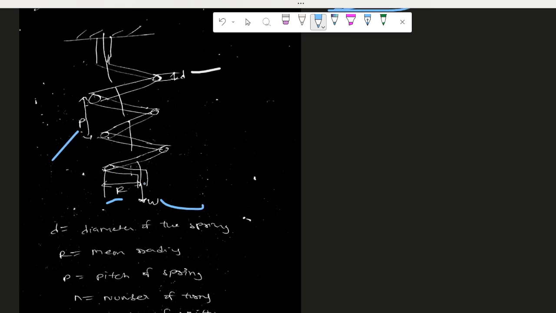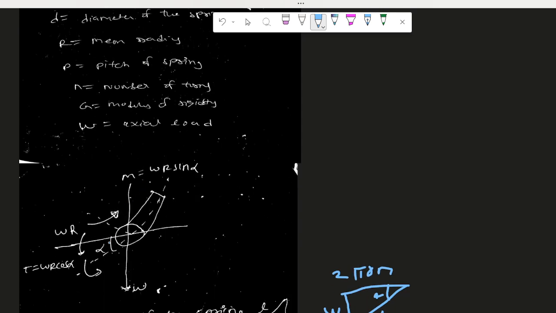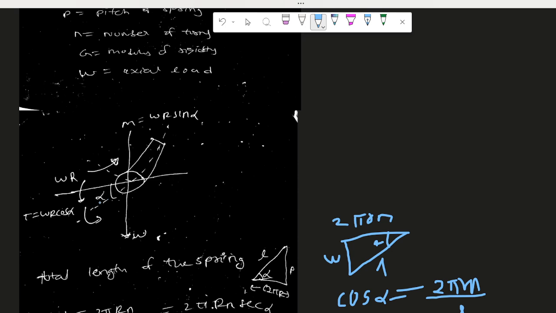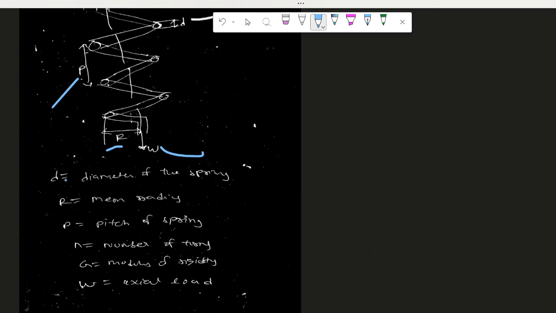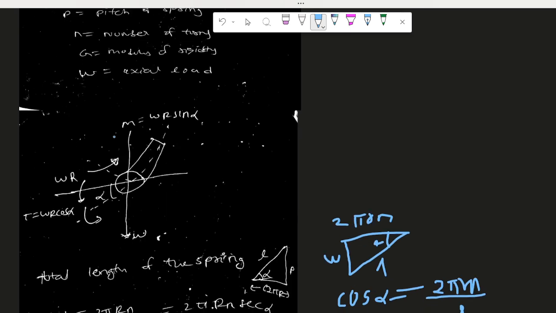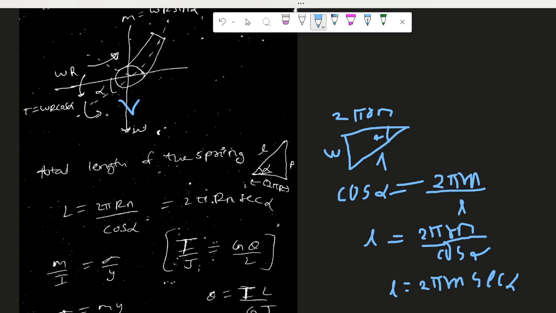Next, consider a spring making an angle alpha. Torque equals load into distance, that is load W into R. The moment equals load into distance, W R sin alpha. Here the component making an angle with respect to the x-axis is W R cos alpha, and the remaining is W R sin alpha.